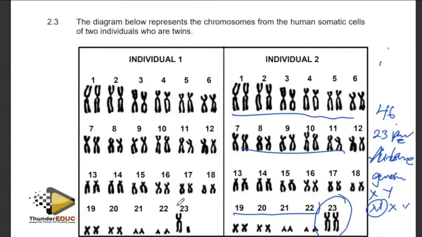The chromosomes here are not of the same size, while here they are the same size and shape. So it means that this is X and X, while this is X and Y. Remember, we said X is longer than Y. That's why you find it happening like that.